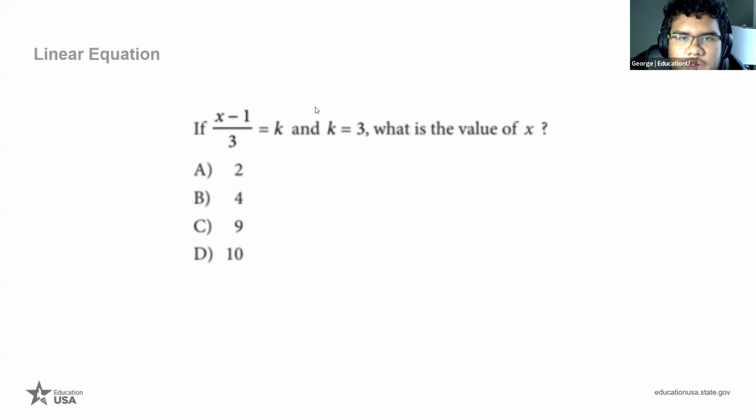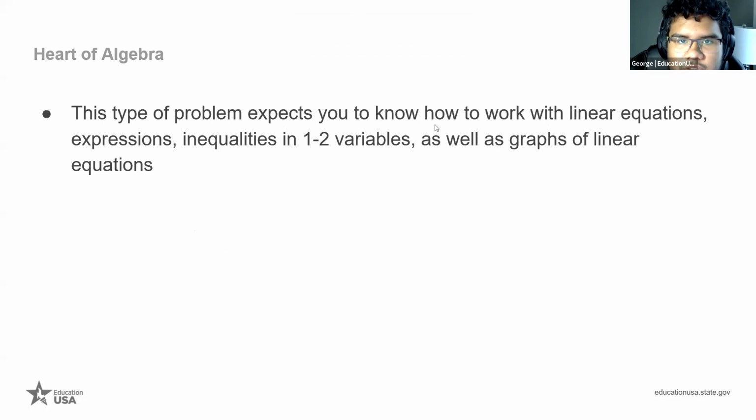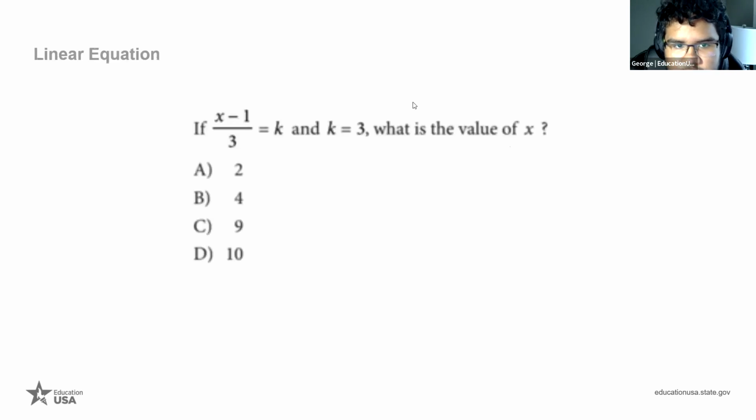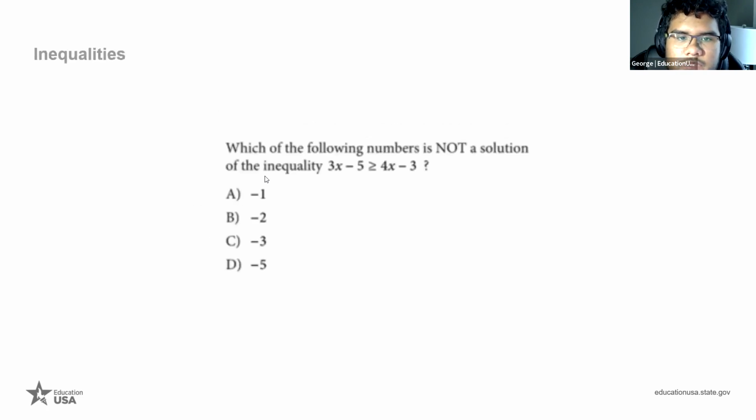For the next kind of problem that I'm going to show here, which is specifically under the Heart of Algebra, one of the fields of math that may be tested on the SAT without calculator portion, which focuses on linear equations like the one that we just solved together. So this is one example of a problem that may appear. And now for the next kind: this one is an inequality. The question is asking, which of the following numbers is not a solution of the inequality 3x minus 5 is greater than 4x minus 3?